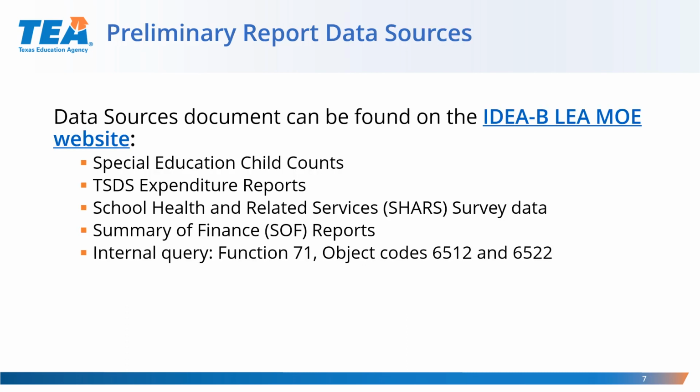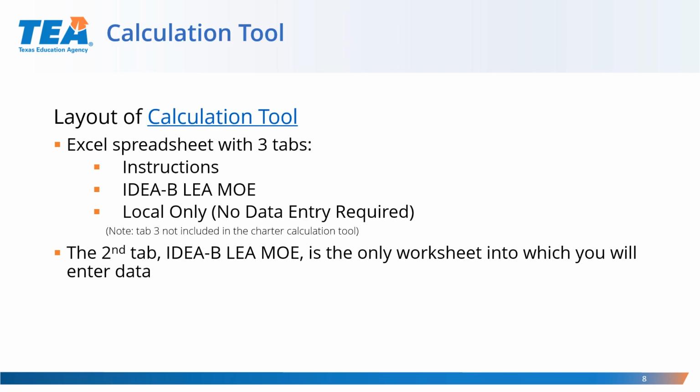We use a variety of data sources to calculate an LEA's state and local spending. To get an in-depth detailed version of our data sources, you can check out the data sources document on the MOE website, and the link in the presentation should work. On the website, you can also find the calculation tool that an LEA can use to input the data sources to predetermine their compliance status, and that calculation tool will get you within $1 of what your preliminary report is going to say.